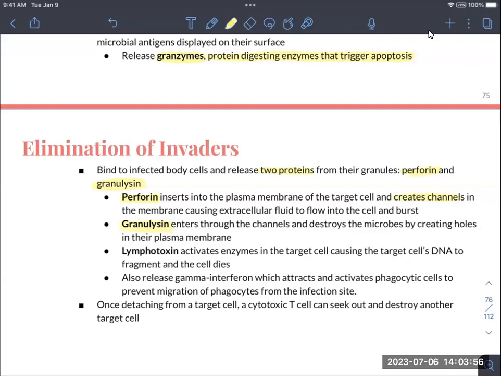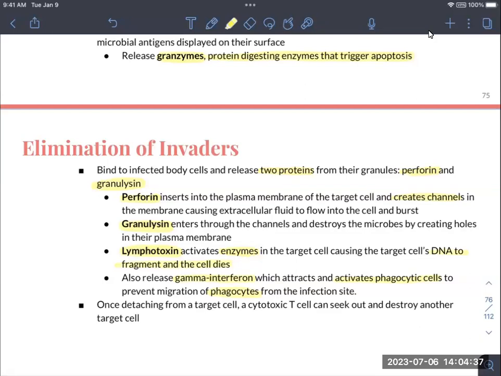They can also release lymphotoxin, which causes enzymes in that target cell to get activated, which causes that target cell's DNA to fragment. As soon as that DNA breaks apart, that cell dies. They can release gamma interferon, which activates phagocytic cells, and it kind of prevents those phagocytes from leaving that area.